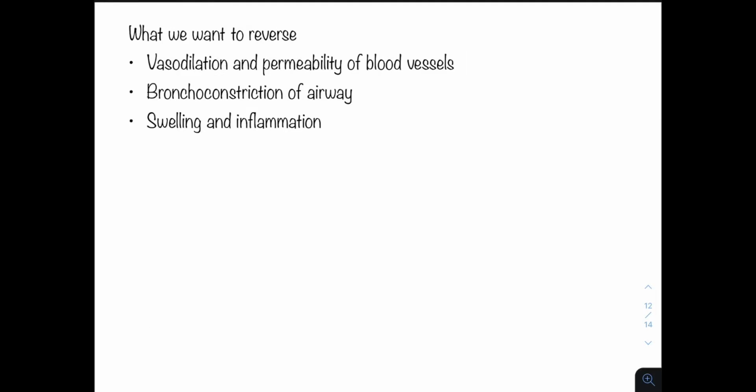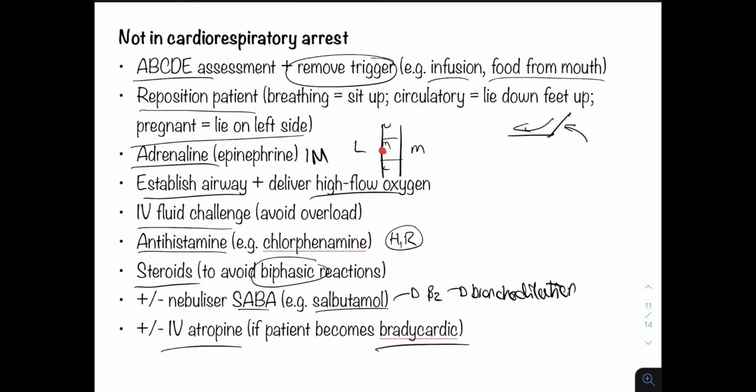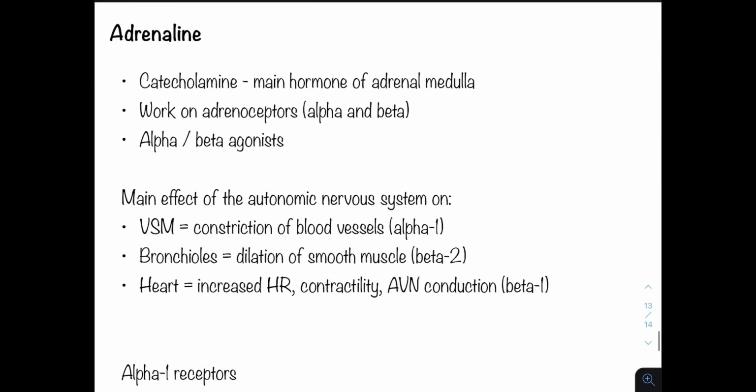Now, the reason why we focused so much on the pathogenesis of anaphylaxis is to give you an idea of the clinical features and what we need to reverse by pharmacological intervention. So remember, we have vasodilation and increased permeability of blood vessels, so we want to reverse this. We also have bronchoconstriction of the airways, and we want to reverse that, as well as swelling and inflammation. Hence why we use these pharmacological interventions. But let us focus on the main pharmacological intervention, and that is adrenaline or epinephrine.